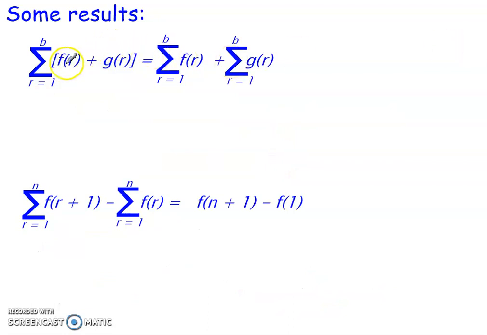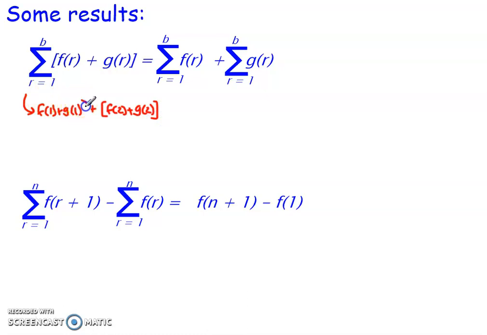The next one that we need to know is that the sum from r equals 1 to b of f of r plus g of r, so two functions added together at that term, is the equivalent of doing the sum from r equals 1 to b of f of r plus the sum from r equals 1 to b of g of r. This one is relatively straightforward to prove. If we just expand each of these terms here, the first term would give me f of 1 plus g of 1. My second term would give me f of 2 plus g of 2.